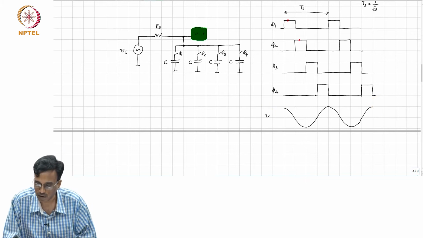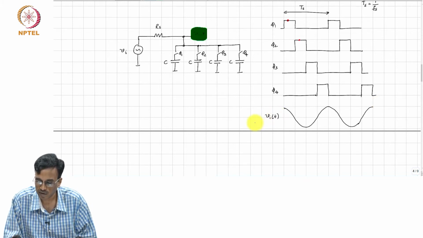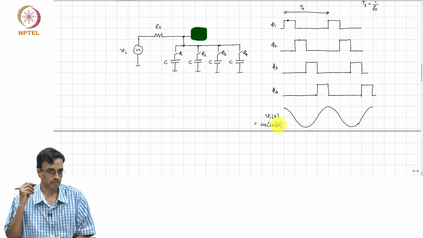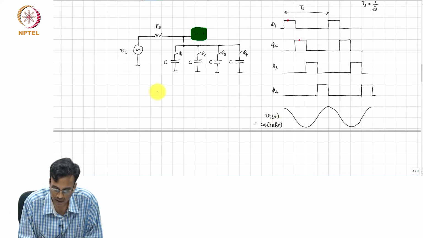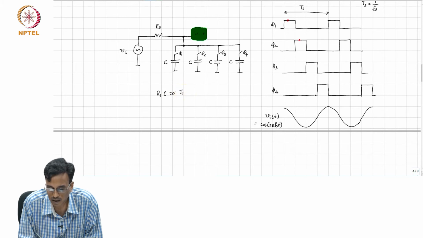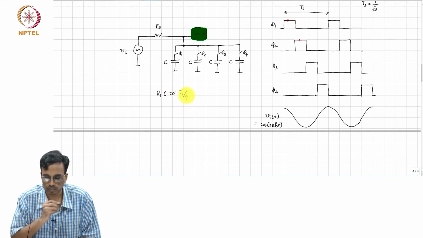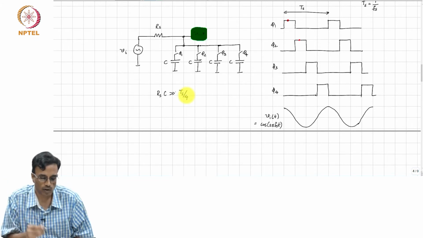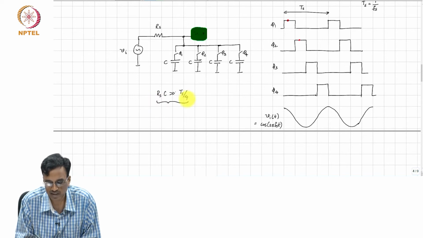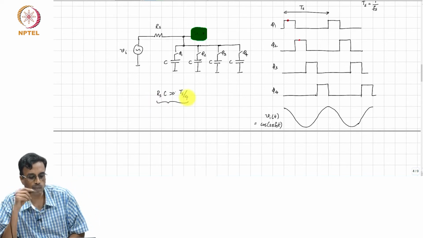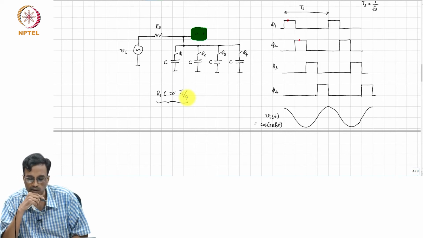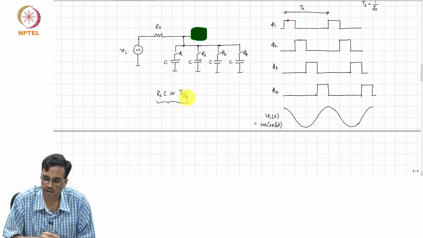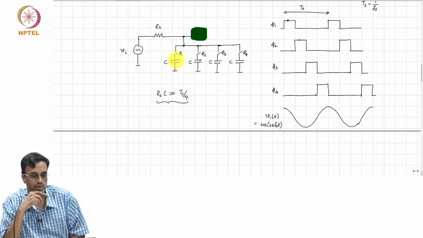okay. So, this is Vi of t, which is say cos 2 pi F s times t, and let us assume that R s times C is much greater than T s by 4, all right. So, what does this mean intuitively? If R s times C is much larger than T s by 4, what comment can we make about the voltage across the capacitor, any of the capacitors labeled C?